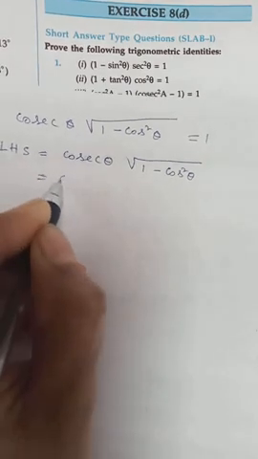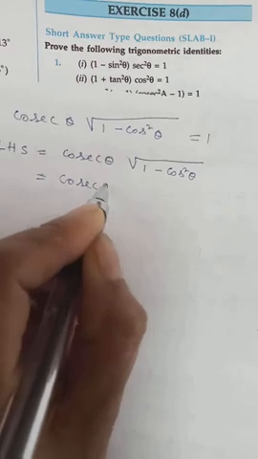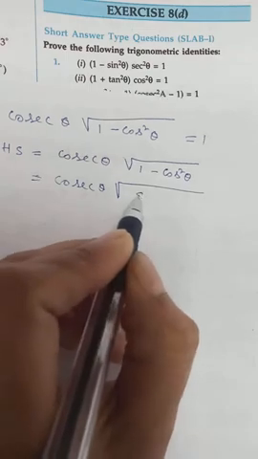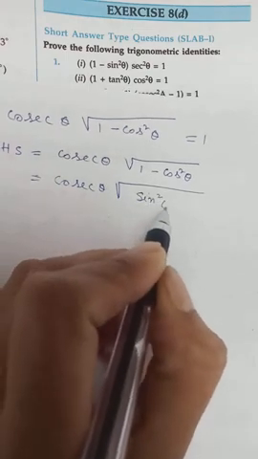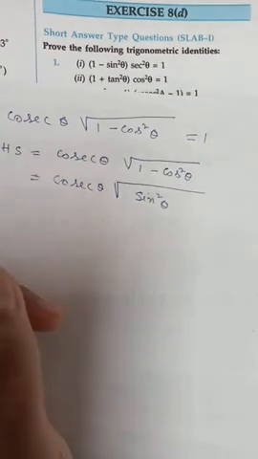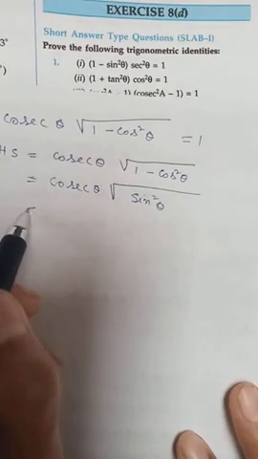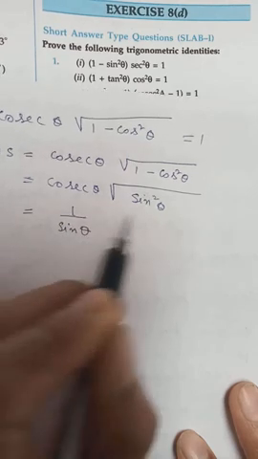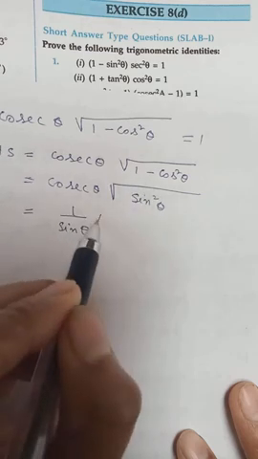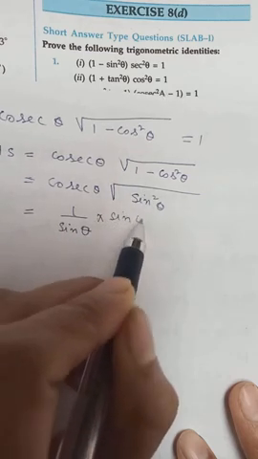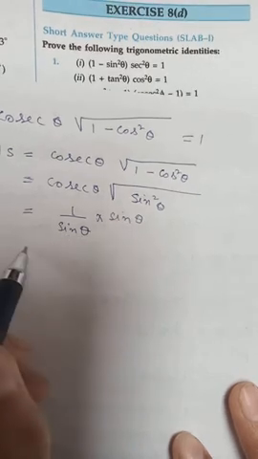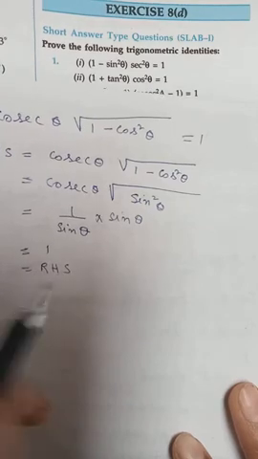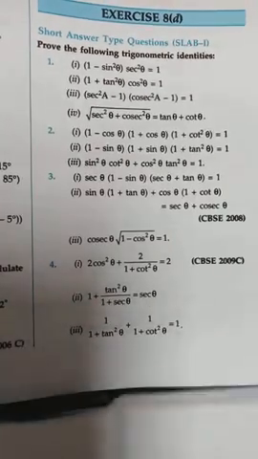Then inside the square root, we have 1 minus cos square theta. If you look at the identity, this will be equal to sine square theta. On the right hand side we want only 1. Then cosec we know from the relation is equal to 1 by sine theta. Here you have sine square, so if we take it out it will become only sine theta. So sine theta up, sine theta down, they cancel and we get 1, which is equal to the right hand side. So that is how we prove left hand side equals right hand side.